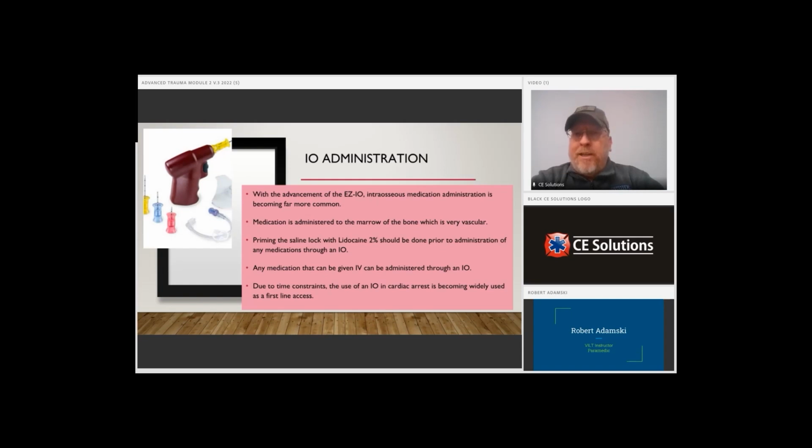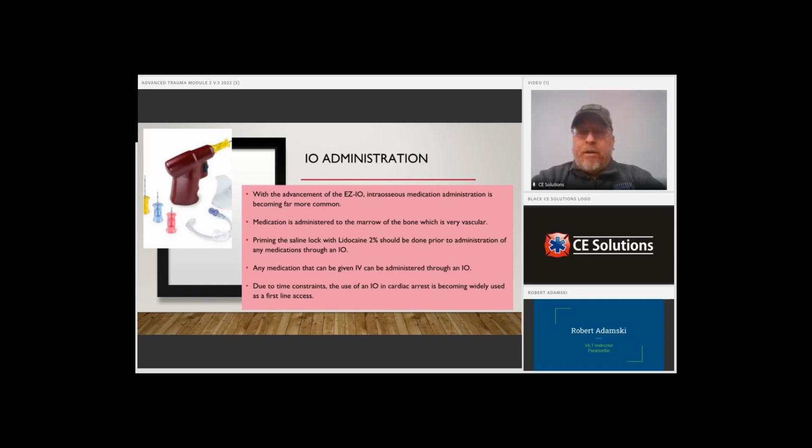Our IO insertion sites would be the humeral head and the proximal tibia. Those are the two most common. And remember, in cardiac arrest settings, you want to get as close to the heart as possible due to the poor circulation, poor perfusion. So therefore, the humeral head typically is the preferred site in cardiac arrest patients.